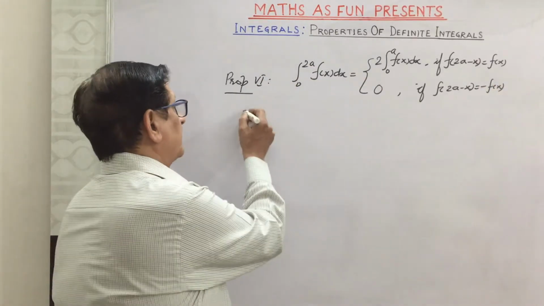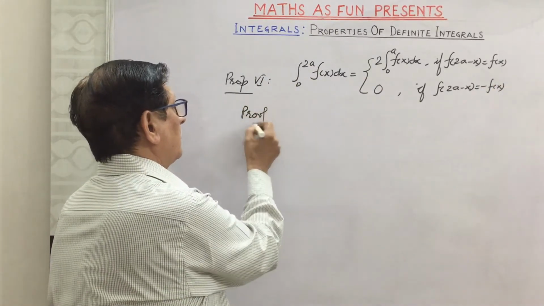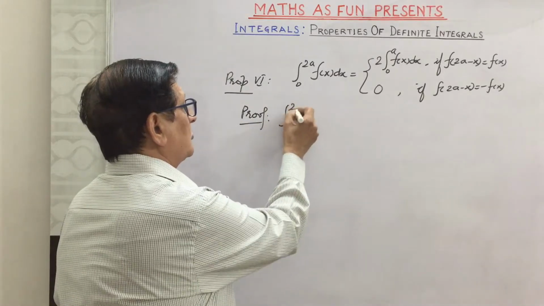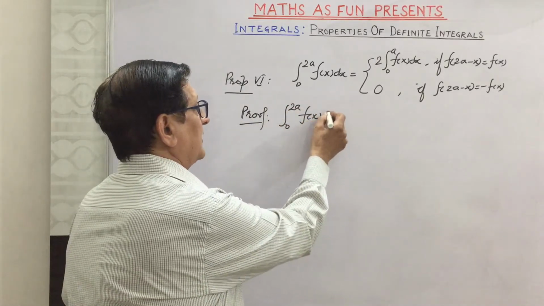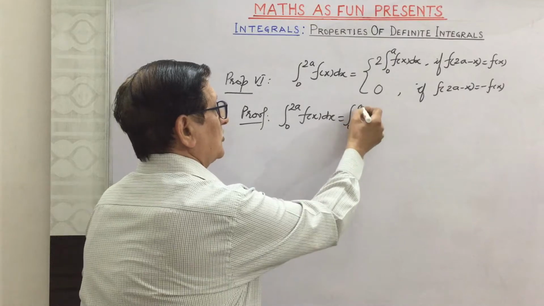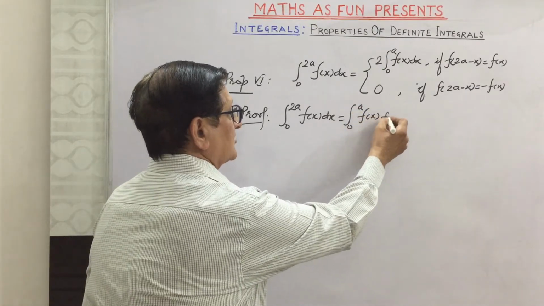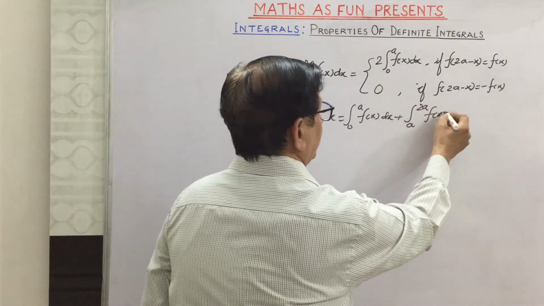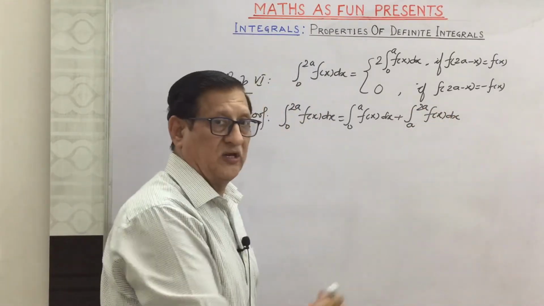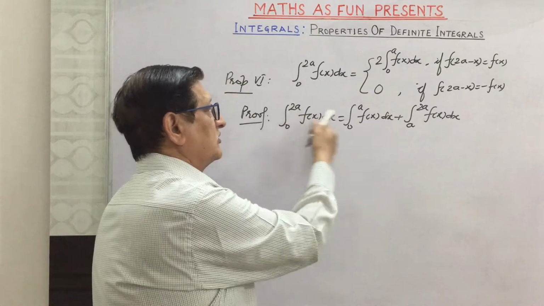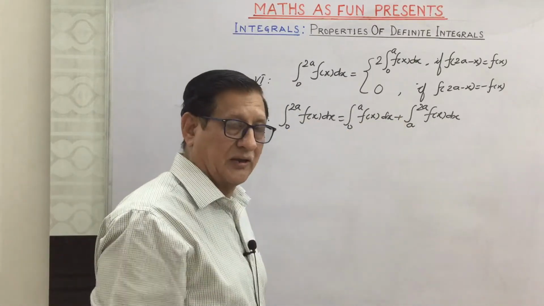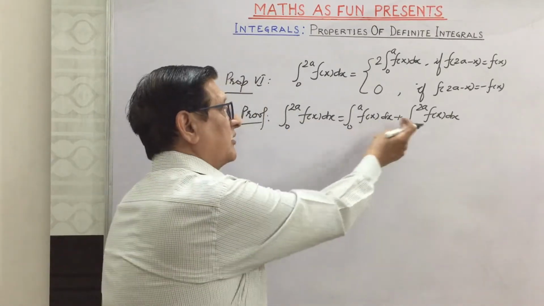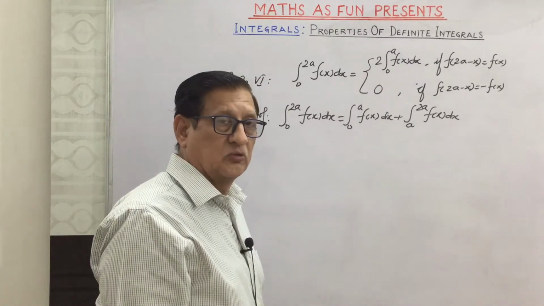For the proof of it, we can write 0 to 2a f x dx as 0 to a f x dx plus a to 2a f x dx. We have broken this particular interval into two subintervals and we know the property that it can be used as the sum of the two integrals.